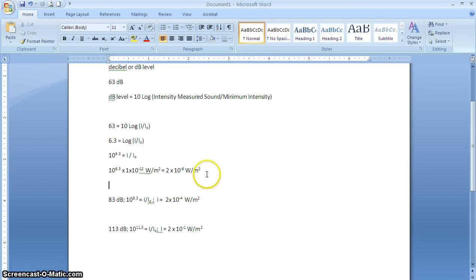And if you compare 63 to 83, that's 20 decibels apart. Notice how these numbers compare. And then if we compare 83 to 113, that's 30 decibels apart. And again, notice how these numbers compare. So you kind of see the relationship here when we're talking about a base 10 log scale, how things change when something is 10 decibels louder versus 20 decibels louder versus 30 or 50 decibels louder. And so that's part of what you'll need to see with this equation here.